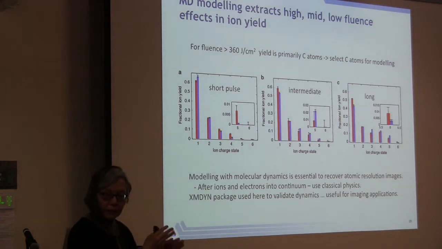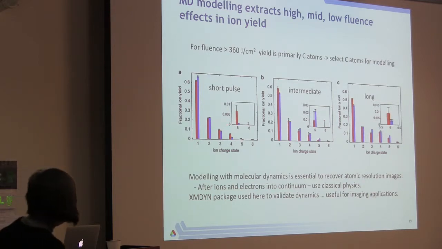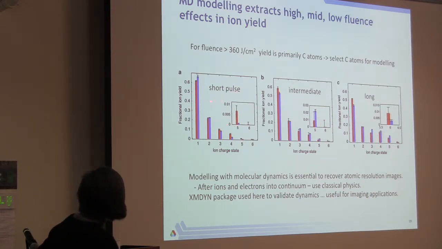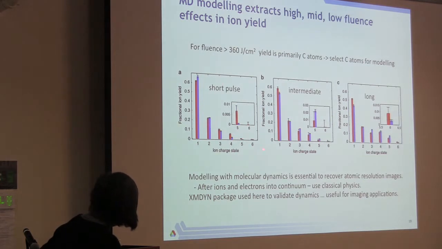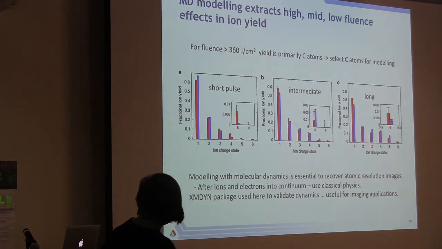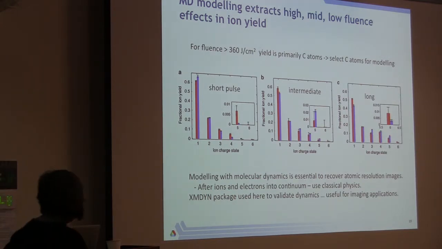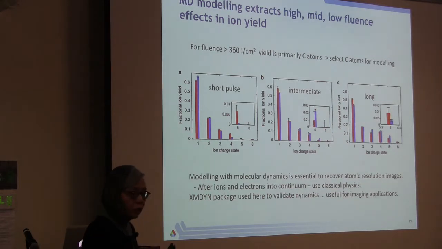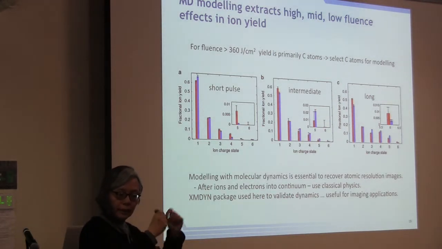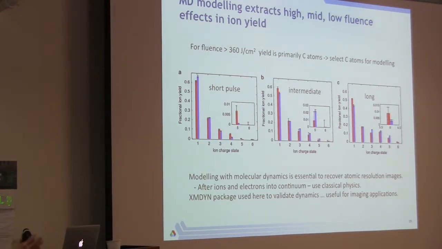The modeling was basically done all on carbon atoms and their energies. What you can see is that in the short pulse case, the ion charge states go down. In the intermediate pulse case, they go out a little farther in pulse duration, and in the long pulse case, it goes out into higher charge states. The modeling starts off atomistically, and then once these ions and electrons get out into the continuum, it becomes classical again. And so, it's something that I think is tractable on a larger scale.